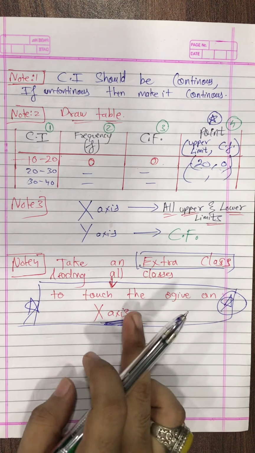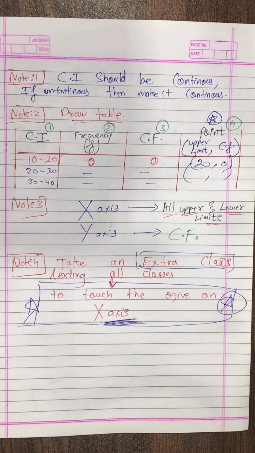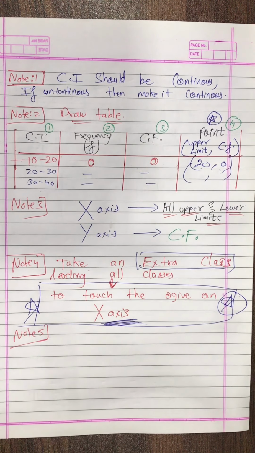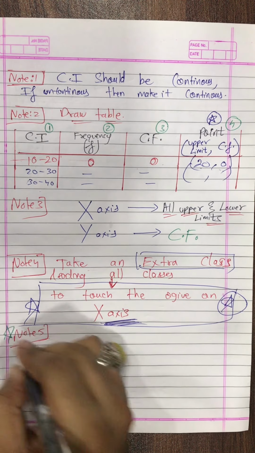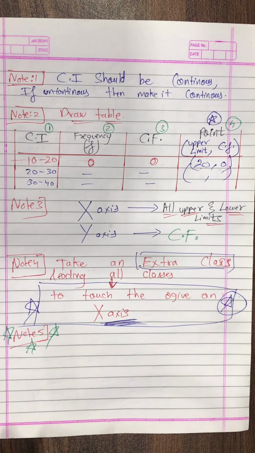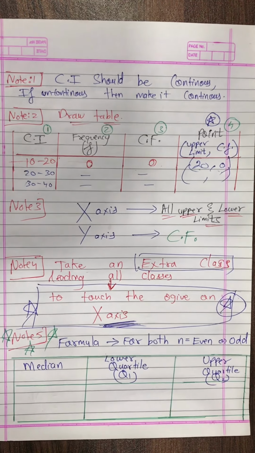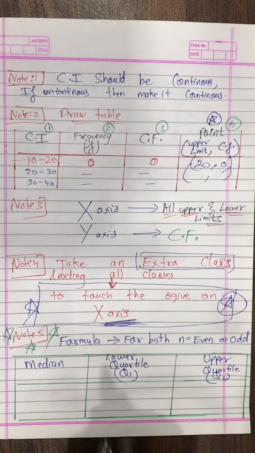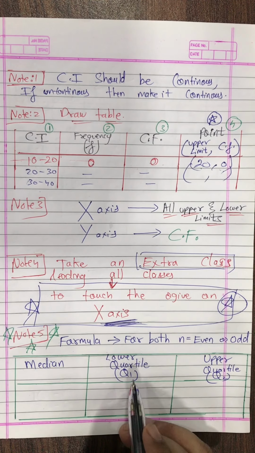I'll explain you in much depth when we'll start with the graph. And coming to our last note, note number 5. And before starting this note, I'll mark 3 stars over here because this is the formula. Stay tuned, I'll write the formula. Okay, students, now note number 5, formula. Now this is very important.